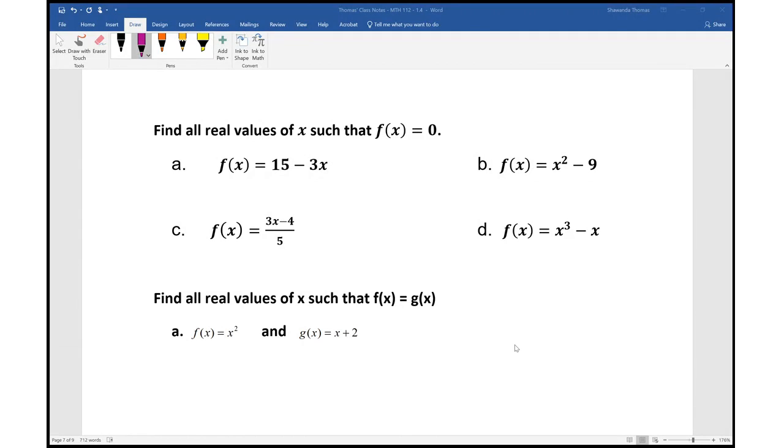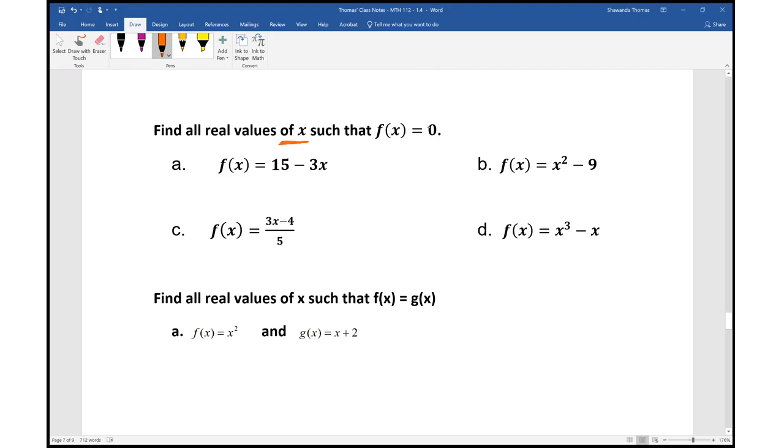We are going to find all real values of x such that f of x equals 0. So what does it mean? Let's look at A. f of x equals 15 minus 3x. When it says find all real values of x, we have to find x, right? That's what it's saying. We have to figure out what x is.